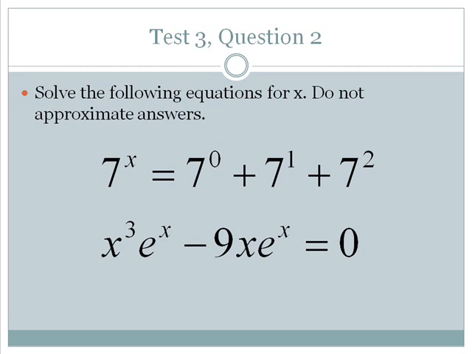So we have 7 to the x is equal to 7 to the 0 power plus 7 to the first power plus 7 squared. So if you have to leave your answers in terms of square roots and logarithms and things like that, that's perfectly fine. Our second equation, we have x cubed e to the x minus 9x e to the x equaling 0.